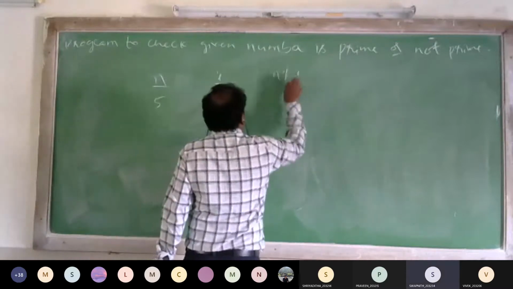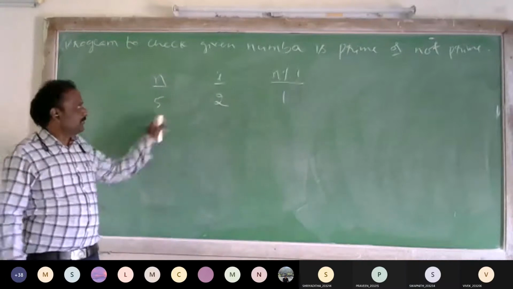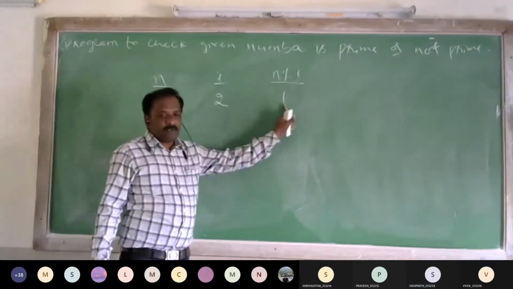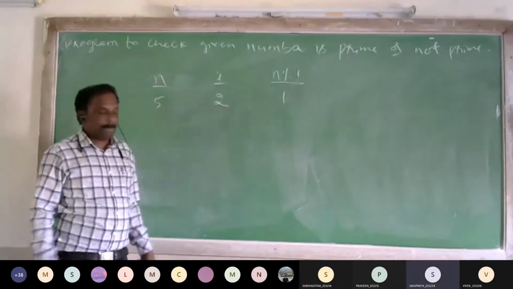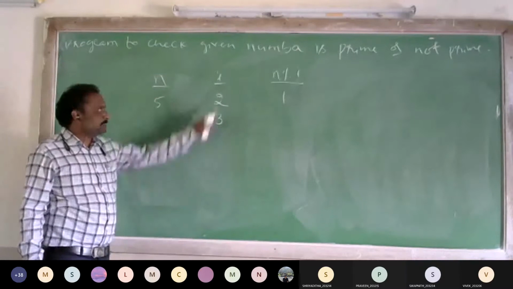Now n modulus i. What is n modulus i? 5 modulus 2, the remainder is 1. If the remainder is not 0, then we say that it is not divisible. Now, I will increase the value of i by 1, i plus plus.